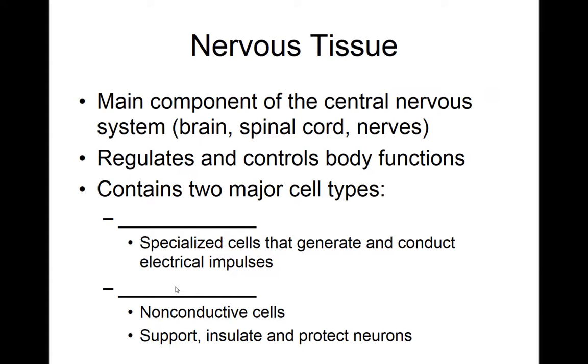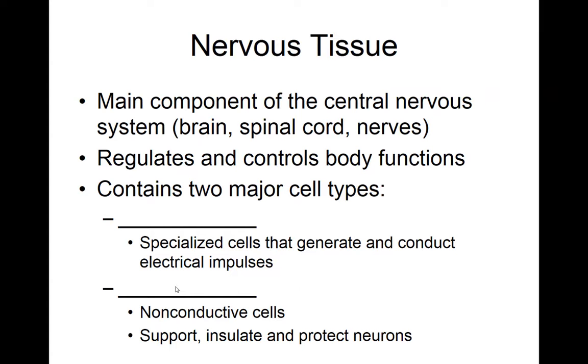The other type are called neuroglia. We can also sometimes call those supporting cells. Neuroglia do not send signals. They do not conduct. They are not sending any kind of signal. Their only function is to support neurons. So they support neurons. They make sure that there's a blood supply close to neurons, because neurons have a high metabolic rate. They need nutrients.